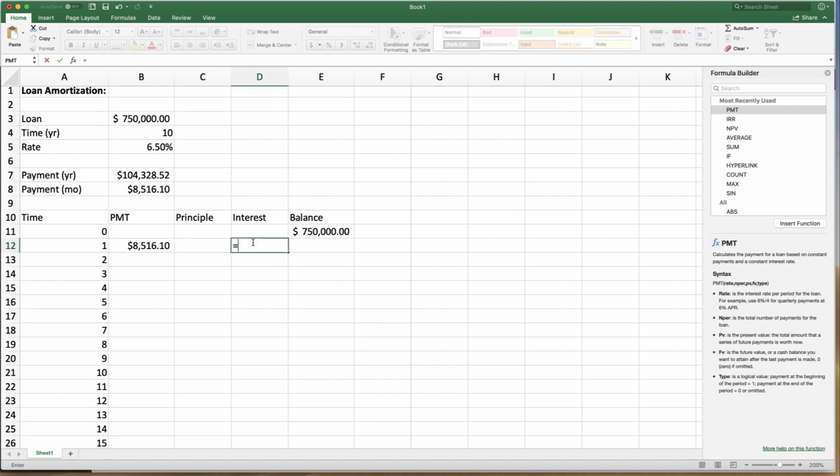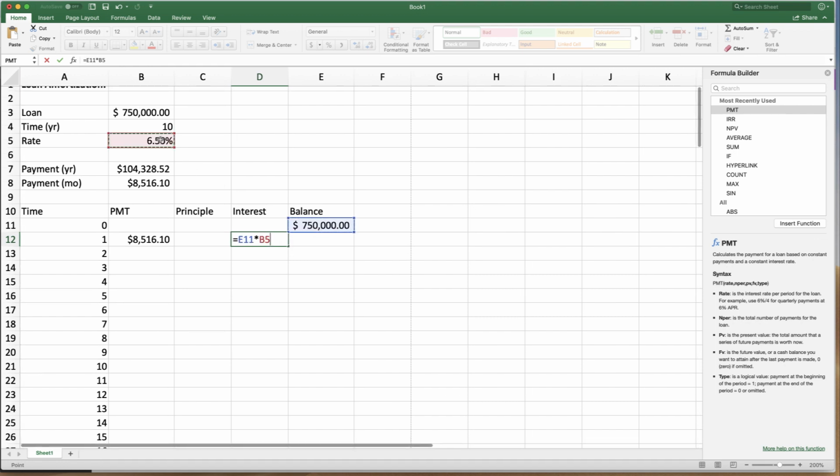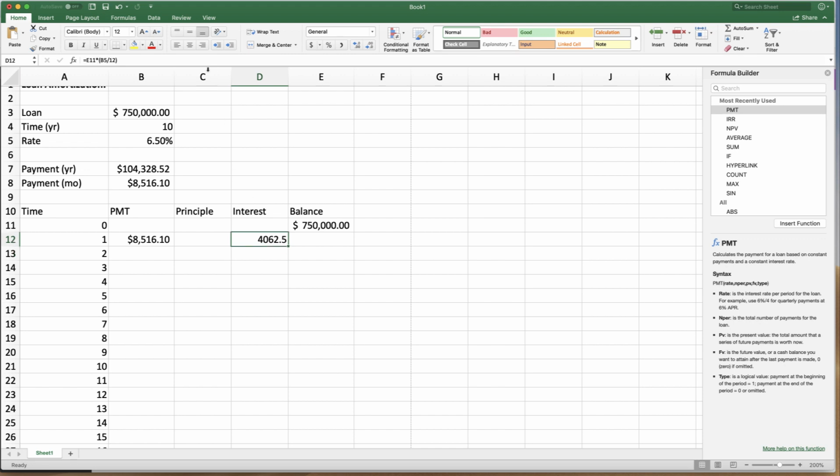Now, the principal and the interest payment are calculated off of that. Interest is the one to calculate first because we know that that is our balance. We multiply it times that rate, but we need to take that rate and divide it by 12 because we're talking about a monthly rate. And that means that that's going to be $4,000. So about half our money is interest right up front.